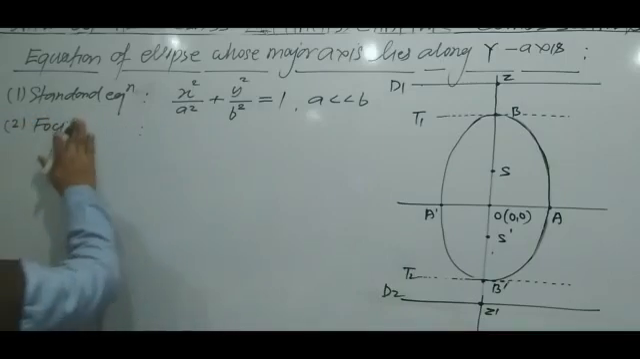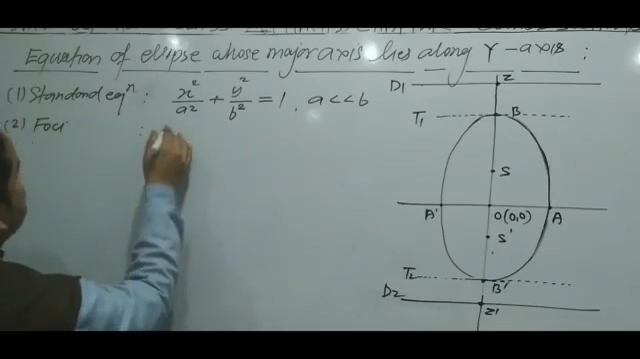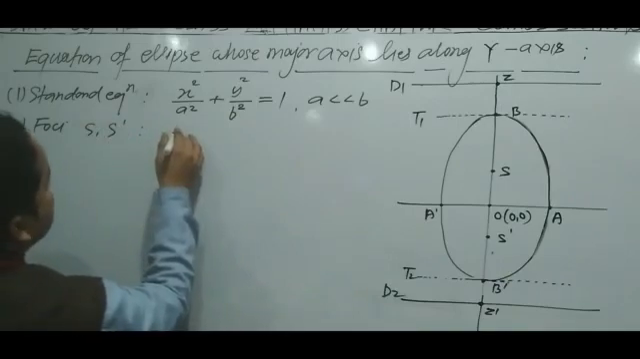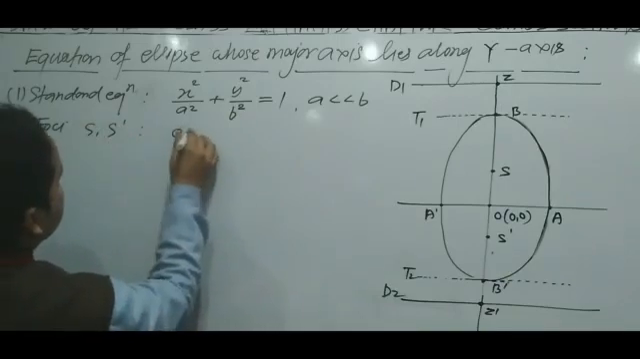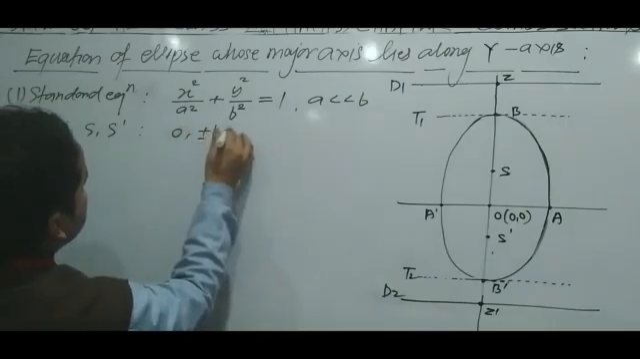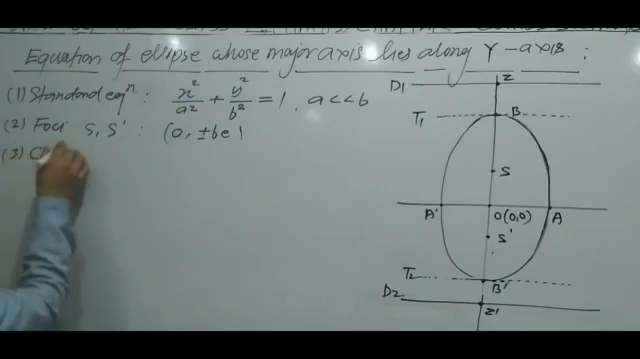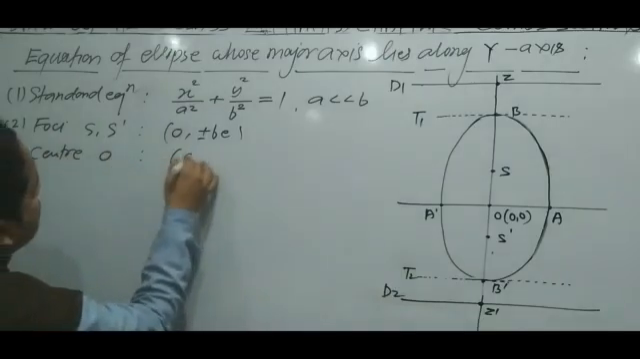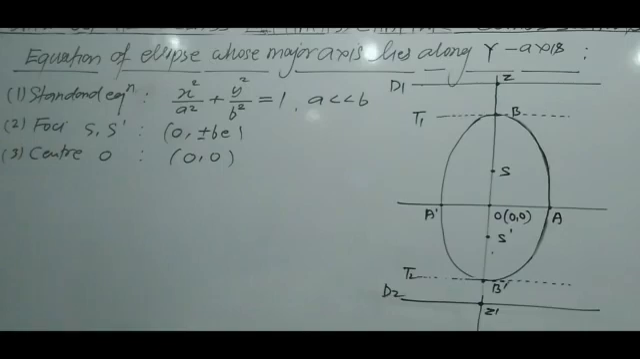Now foci we can write, foci coordinate is S dash. So foci S dash, result is 0 comma plus minus be. Now third point, center O such that 0 comma 0.